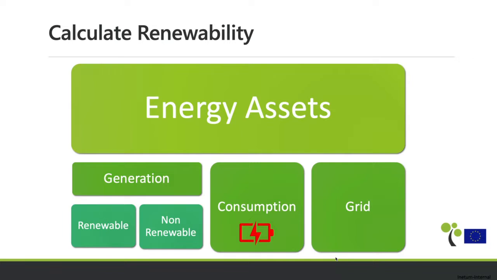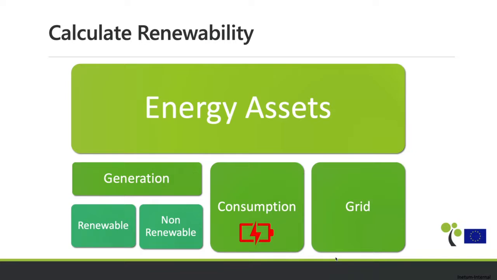So we have the generation, the consumption, and the grid. For the generation, it's the only one where we have two sides, renewable and non-renewable. There's a third category, a kind of mixed renewability, because we have encountered some energy assets, for instance heat pumps, that have mixed conditions, almost like a hybrid condition in the energy that they produce. So they may be renewable at one point and non-renewable at another point. That is something that we have to take into consideration when talking about the renewability.